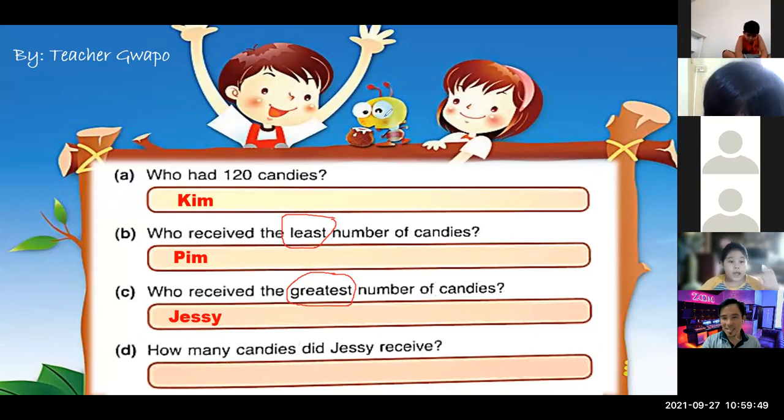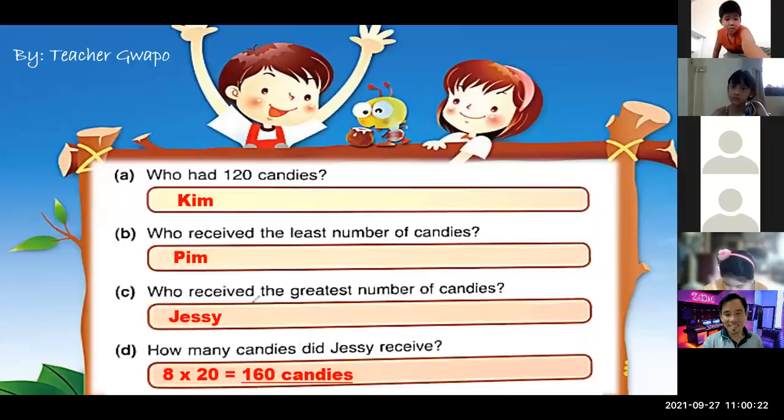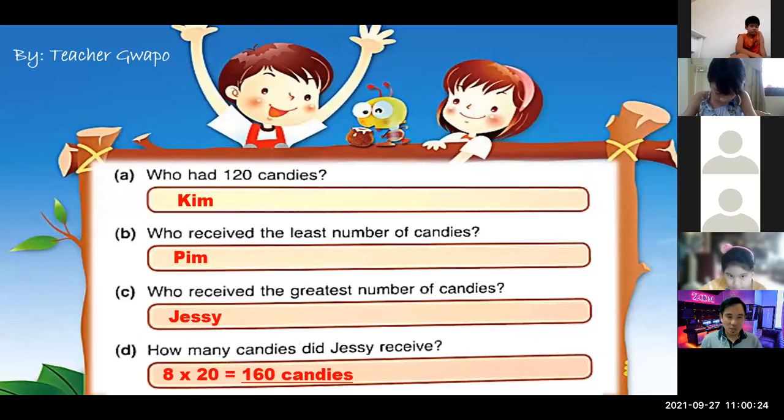150. 160, very good. 60. Okay, because, sorry, 60 candies. So you just multiply only 8 times 20 because Jesse has 8 candies, right? 8 candies. 1, 2, 3, 4, 5, 6, 7, 8. So 8 times 20, 160. Very easy, right? Very easy.